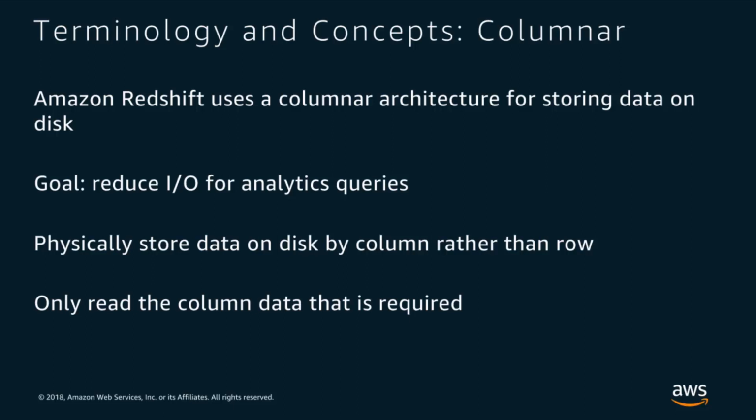So the first piece of terminology I'm going to introduce you to is columnar. I mentioned it earlier, and this is how the data is laid out on the disk in Amazon Redshift. In a typical database, data is stored by row. However, in Redshift, we store it by column instead.